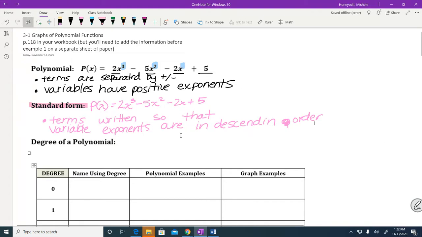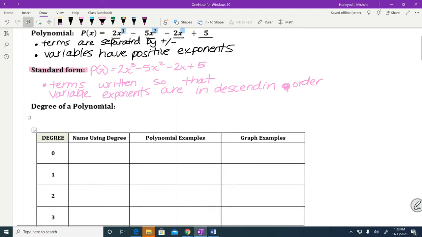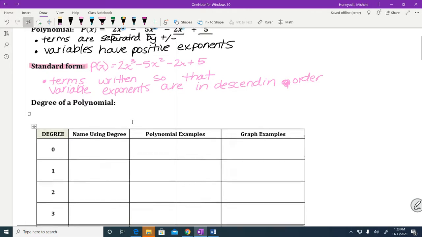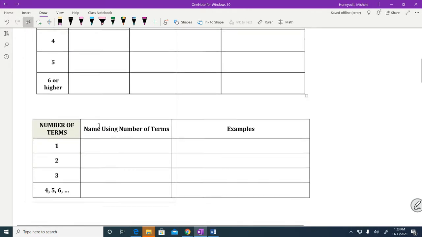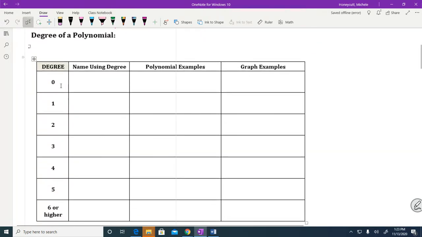So now let's talk about the degree of a polynomial, because you can name a polynomial based on its degree. Polynomial is a general term for a certain type of function, and then you can break polynomials down into smaller terms. So we name polynomials both by degree and also by the number of terms that they have. So I'm going to pause the video and write down some examples, and then I'll come back and talk about each one.